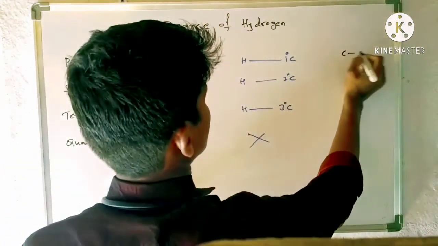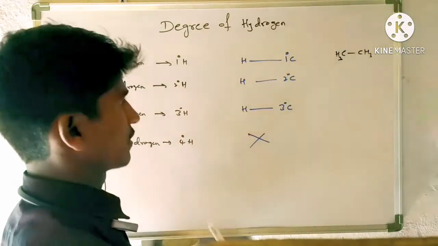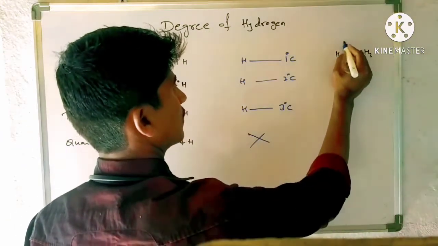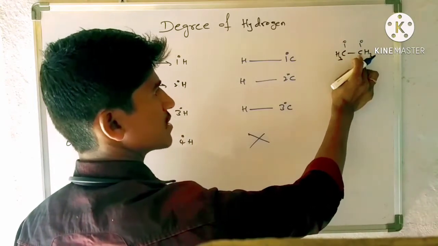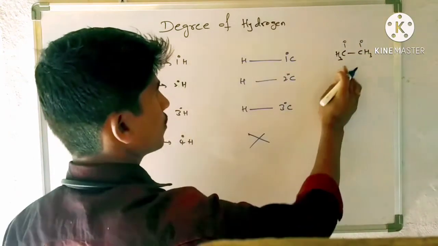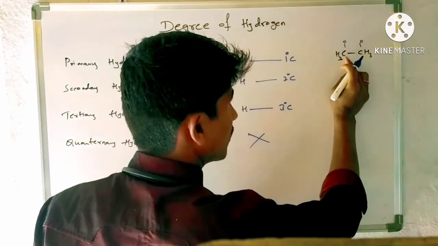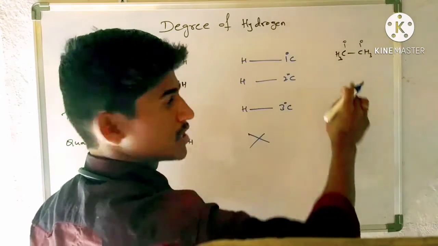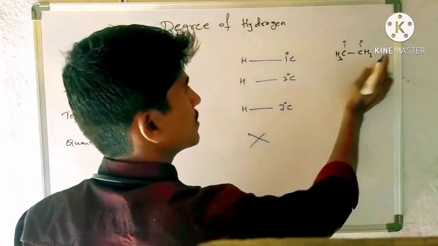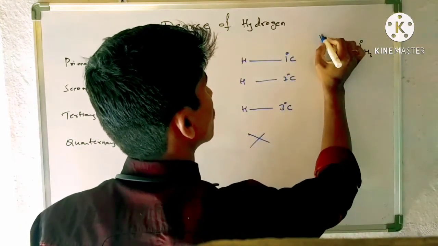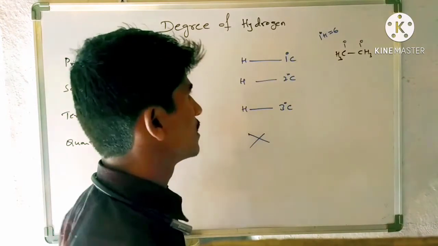Here CH3 CH3. We know very well that this carbon is primary carbon. This carbon is also primary carbon. How can you say? This is connected with only one carbon. This is also connected with only one carbon. So total, how many primary carbons? Here 2 primary carbons. This primary carbon contains how many hydrogens? 3. This primary carbon contains how many hydrogens? 3. So total number of primary hydrogens is 3 plus 3, that is equal to 6.